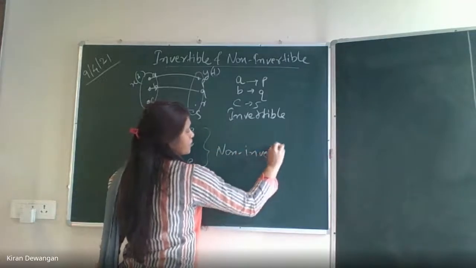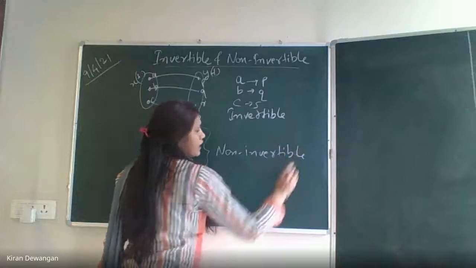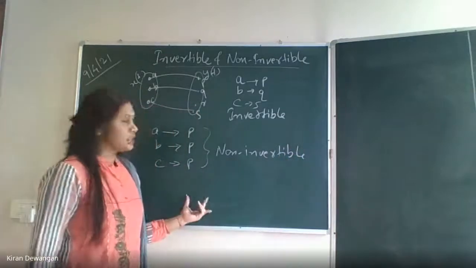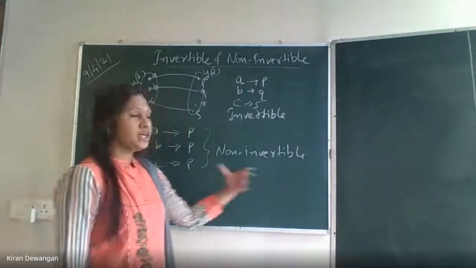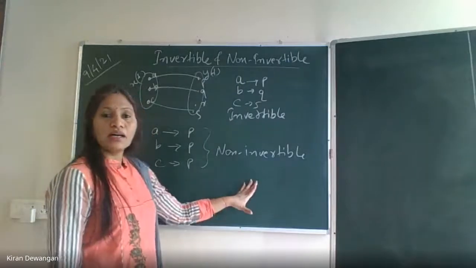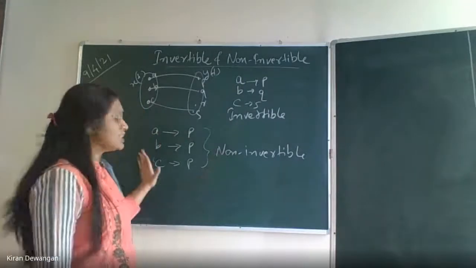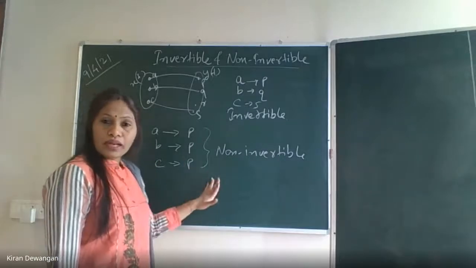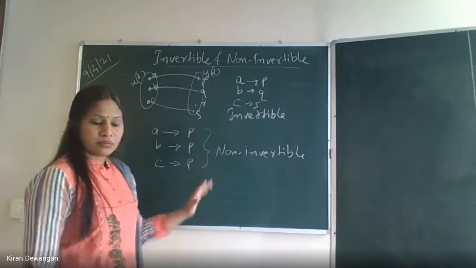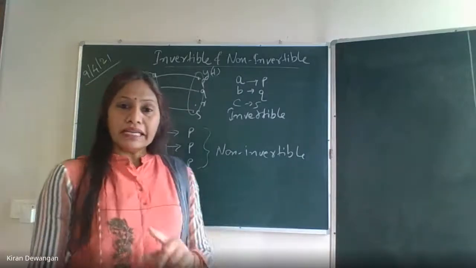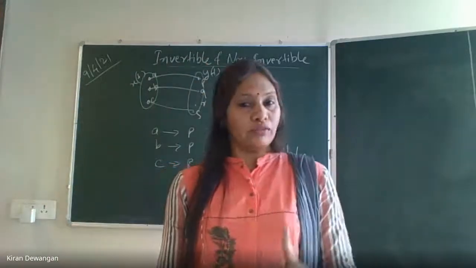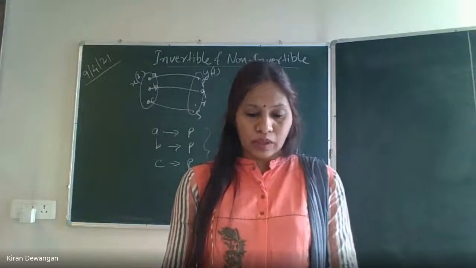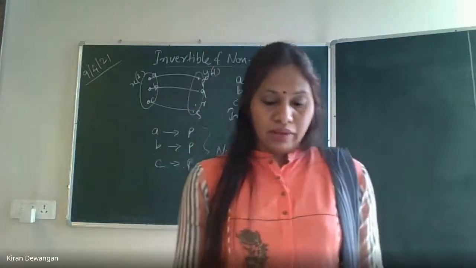This is very simple to understand: for any set of inputs, if I am getting a particular output, it is an invertible system. And for the set of inputs, if I am getting a common output, it is 1-to-many, and it will be a non-invertible system. So from here it becomes clear that if it is 1-to-1 then it is invertible. If it is 1-to-many, it will be a non-invertible system.